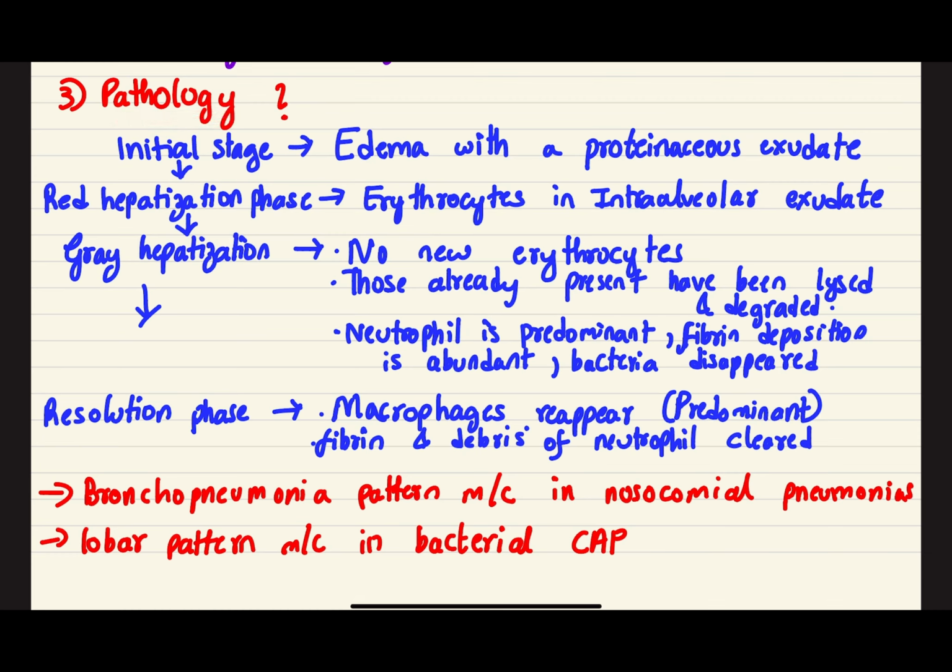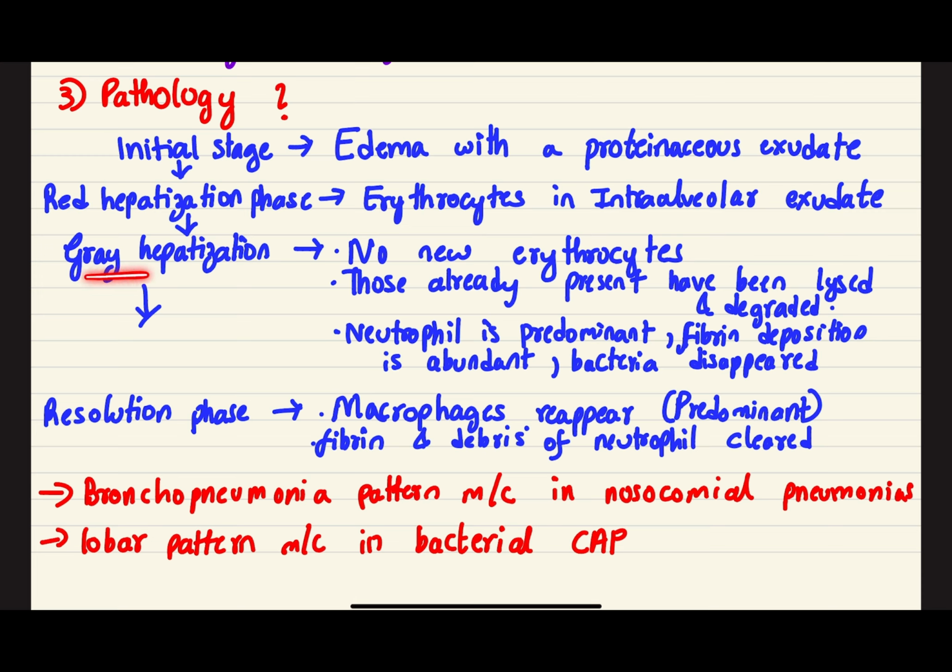Diving deep into pathology, pneumonia evolves in stages, classically described for bacterial types like pneumococcal pneumonia. The first stage is the congestion phase, where edema with proteinaceous exudate floods the alveoli, which is thick watery swelling. The next stage is the red hepatization phase, where erythrocytes, that is red blood cells, pour out into the intra-alveolar exudate, giving the lung a red, liver-like appearance and firm texture.